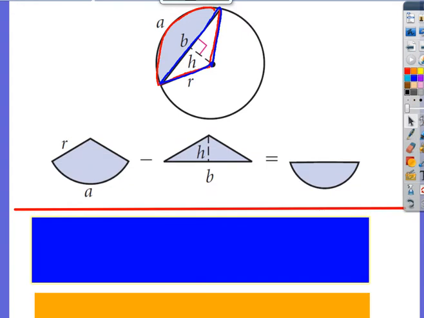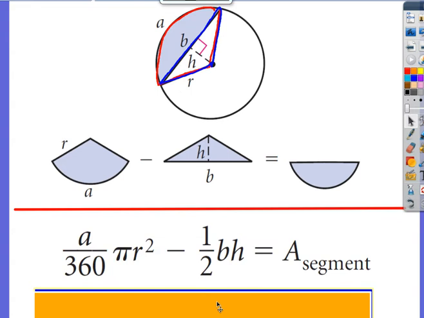And you can see this is the picture version of what I'm saying. Get the area of the sector, subtract it from the triangle, and you get the area of the shaded region. And the way we do that is a over 360, or degrees over 360, times pi r squared. That gives you the area of the sector. That's the equation we just learned. Subtract 1/2 base times height, the area of this triangle. And that equals the area of the segment.